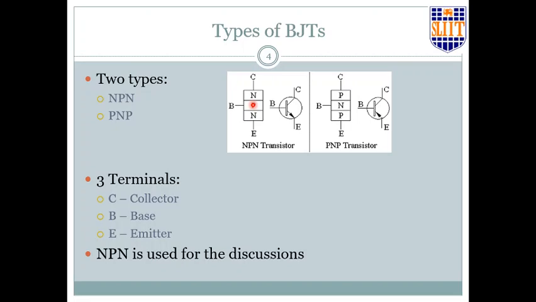We will be using the NPN transistor for the discussions, and deviations will be talked about. That is, the deviations from the NPN to the PNP will be talked about when necessary. If it is not discussed, it will be exactly the opposite: the voltages should be reversed and the currents will be in the opposite direction, and so on for the PNP transistor.